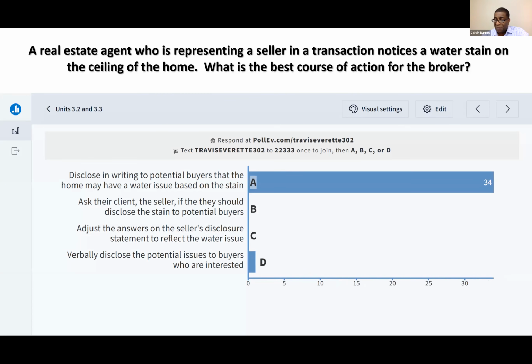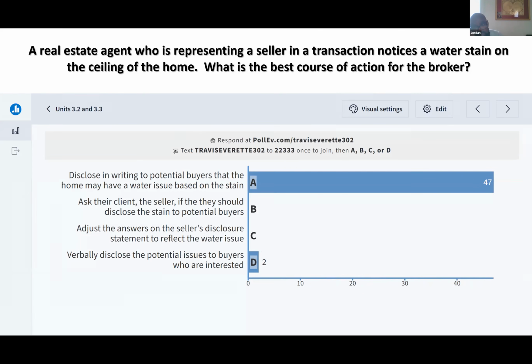Looks like most of you like A a lot. So let's talk through them. A, disclose in writing. Well, I like that part right away, because all disclosures must be made in what, folks? In writing. We're not saying you can't disclose it verbally. We're just saying the rule was never going to test you on verbally. The rule says you've got to put it in writing. Disclose in writing to potential buyers that the home may have a water issue based on the stain. Well, that's all we know. Isn't that just the fact?